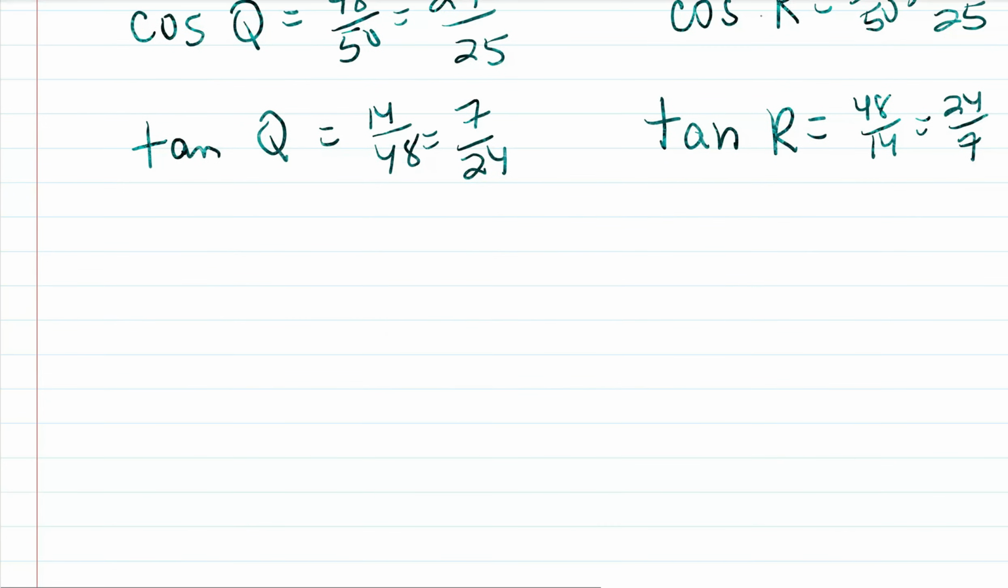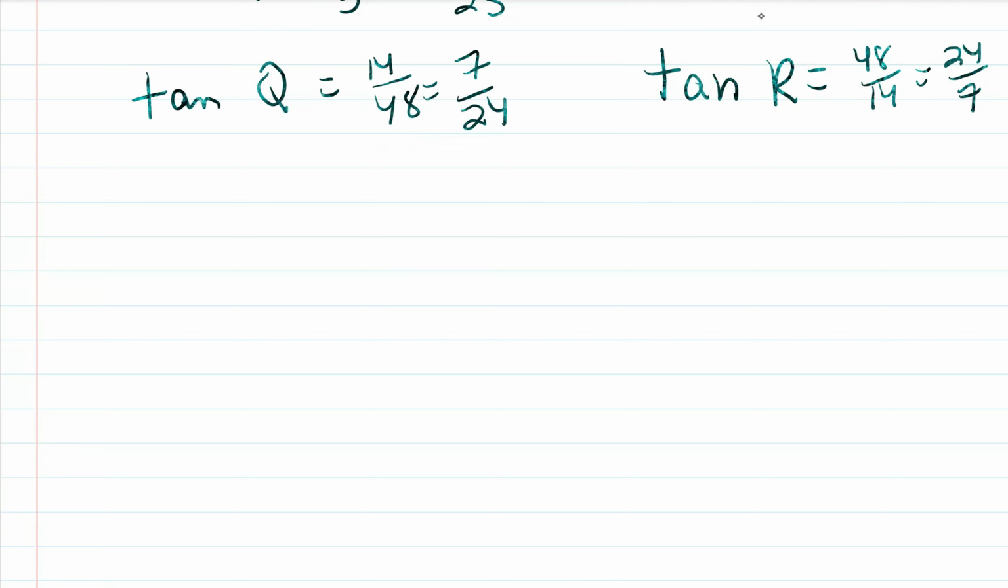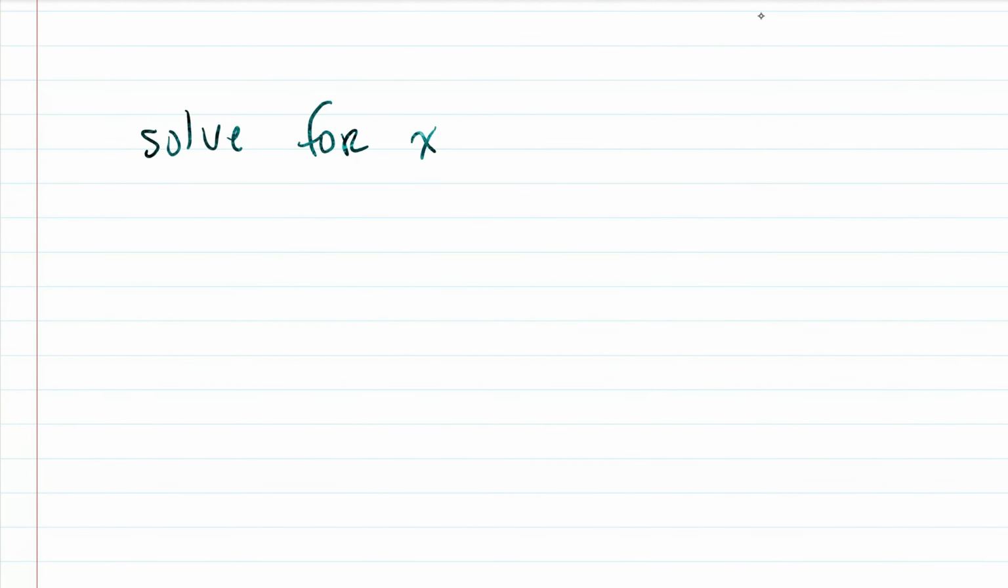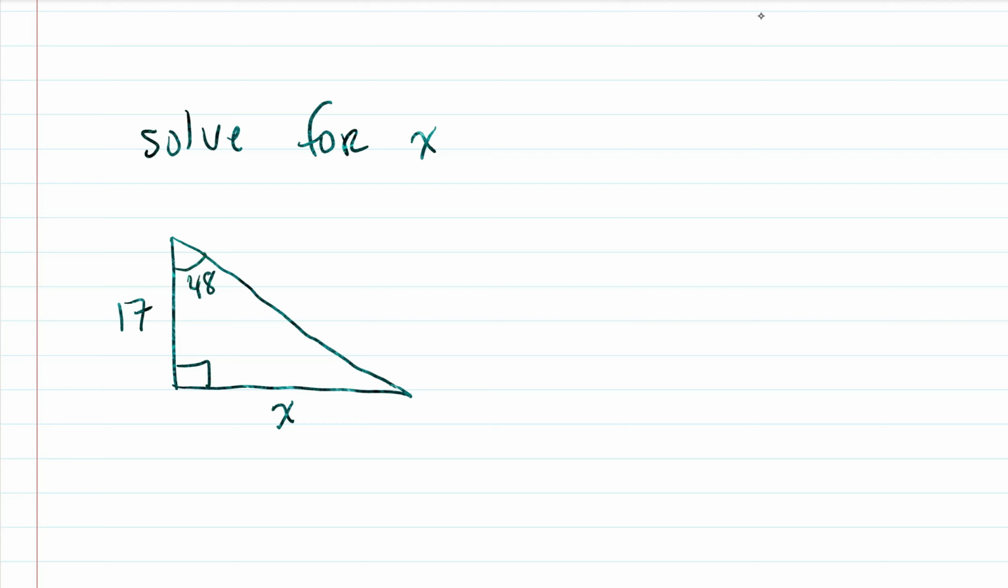All right, and let's move on to an actual problem where we need to solve for one of the sides of a right triangle. So for instance, let's say our right triangle looks like this. We have a right triangle, we know because of that box. One of the legs is 17, the other leg is x, and this side right here is the hypotenuse. We don't know what it is because there's nothing given there. But we do know that this angle is 48 degrees.